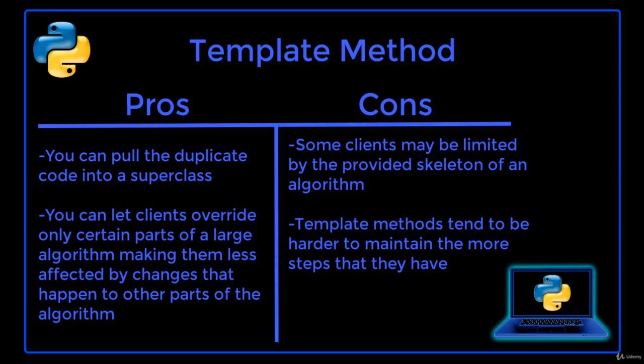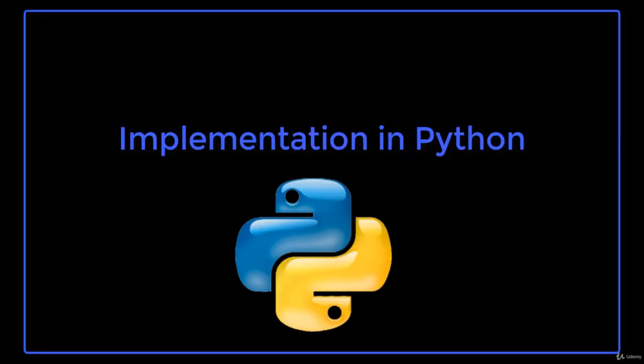The advantages of using this design pattern are that you can pull the duplicate code into a superclass, and you could let clients override only certain parts of a large algorithm, making them less affected by changes that happen to other parts of the algorithm. The drawbacks of using template method are that some clients may be limited by the provided skeleton of an algorithm, and that template methods tend to be harder to maintain the more steps that they have. Let's learn how to implement the template method design pattern in Python.